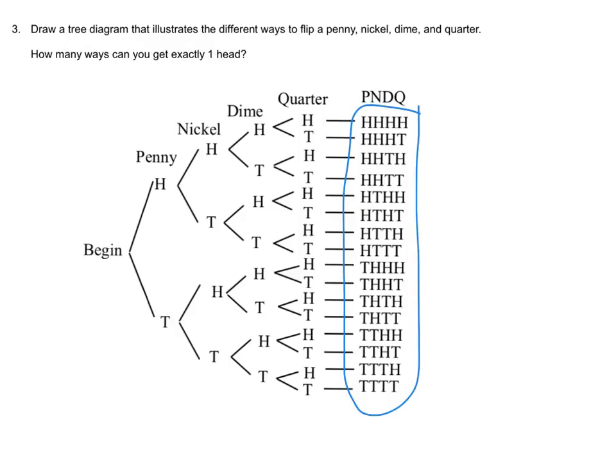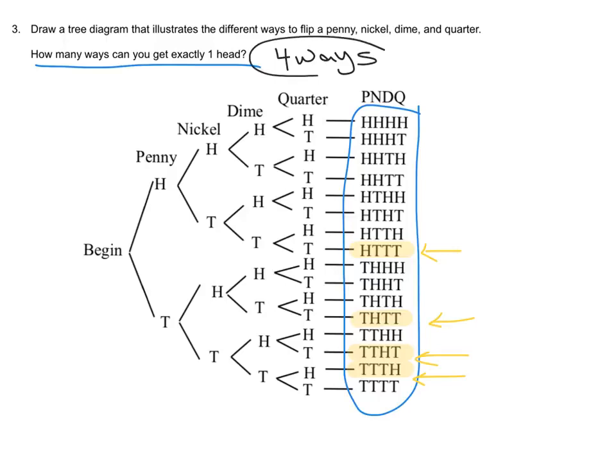And from there, we want to use those outcomes to figure out how many ways we can get exactly one head. So we're just going to look at all of these outcomes and then highlight the ones where only one H appears. So here I highlighted the 4 outcomes that only have one H. We have HTTT, THTT, and TTHT, and then lastly TTTH. So there are 4 ways to get exactly one head. So our answer is 4 ways.